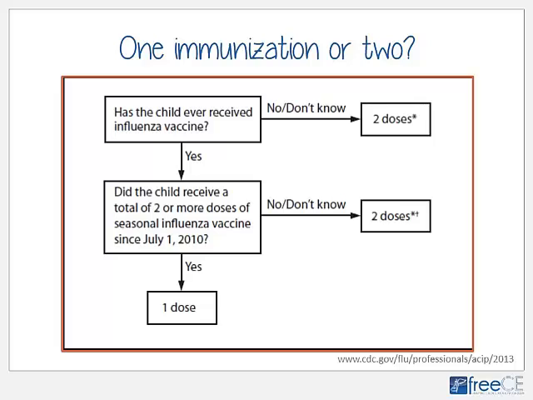Now, if you answer yes to that question, they have received the influenza vaccine. The next question is, did the child receive a total of 2 or more doses of the seasonal influenza vaccine since July 1st, 2010? If the answer is no, or you don't know, you're again going to administer 2 doses. If the answer is yes, you're only going to administer 1 dose. Now, you'll notice there's the asterisk and then an additional symbol to the right of it. The asterisk, again, is indicative of needing 4 weeks between those 2 doses.